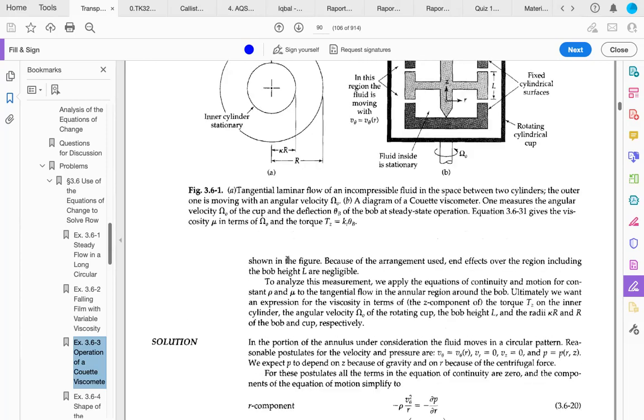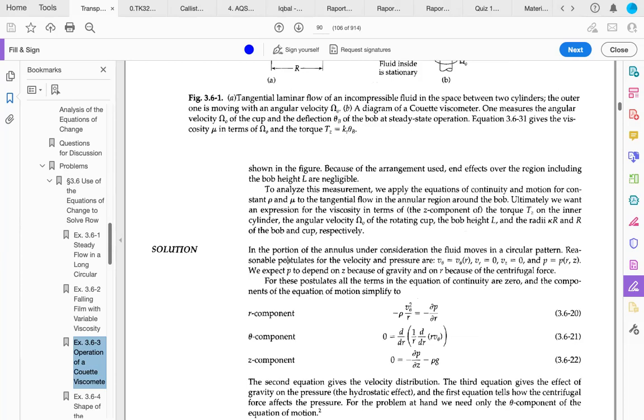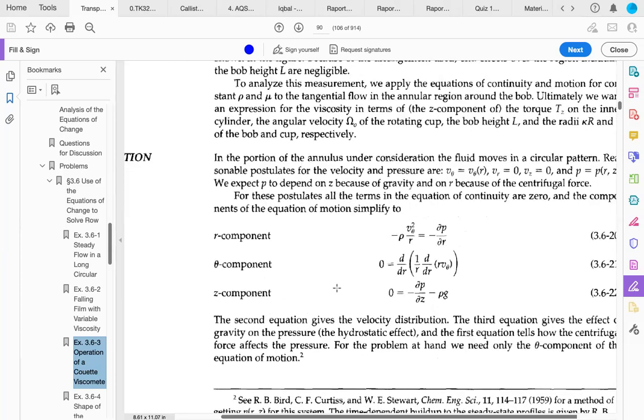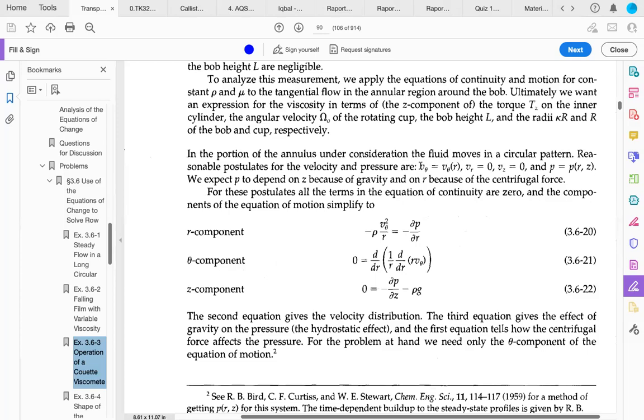So here we have the solution. The first one is phi theta, which is a function of r. We don't have v r and we don't have v z. The pressure we don't know, but it looks like the pressure would be a function of r and z. The pressure would be a function of radius because of the centrifugal force, and also a function of z because of gravity.